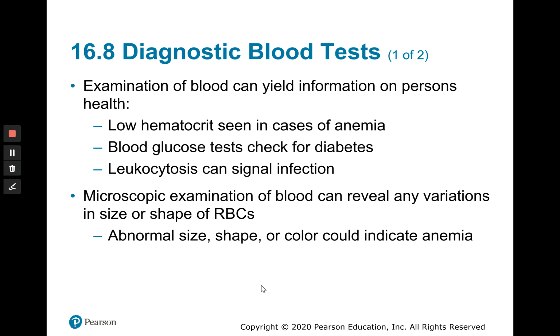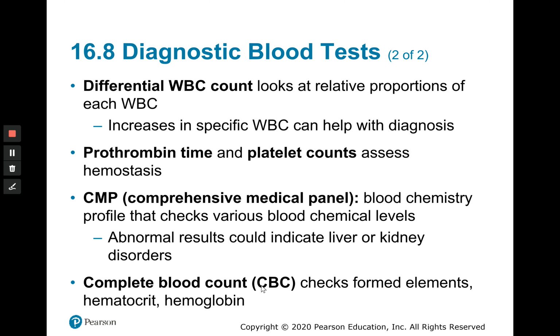But the microscopic examination of blood can reveal any variations in size or shape of red blood cells. You could diagnose sickle cell anemia this way. We could see an abnormally large amount of white blood cells or eosinophils of a specific type, if we were talking about white blood cells. Or we could see kind of weird colors that could indicate not only anemia, but many other disorders. A differential white blood cell count is going to look at the relative proportions of each white blood cell, things like neutrophils, eosinophils, basophils, lymphocytes, monocytes, and increases in any of those specific white blood cells can help with diagnosis.